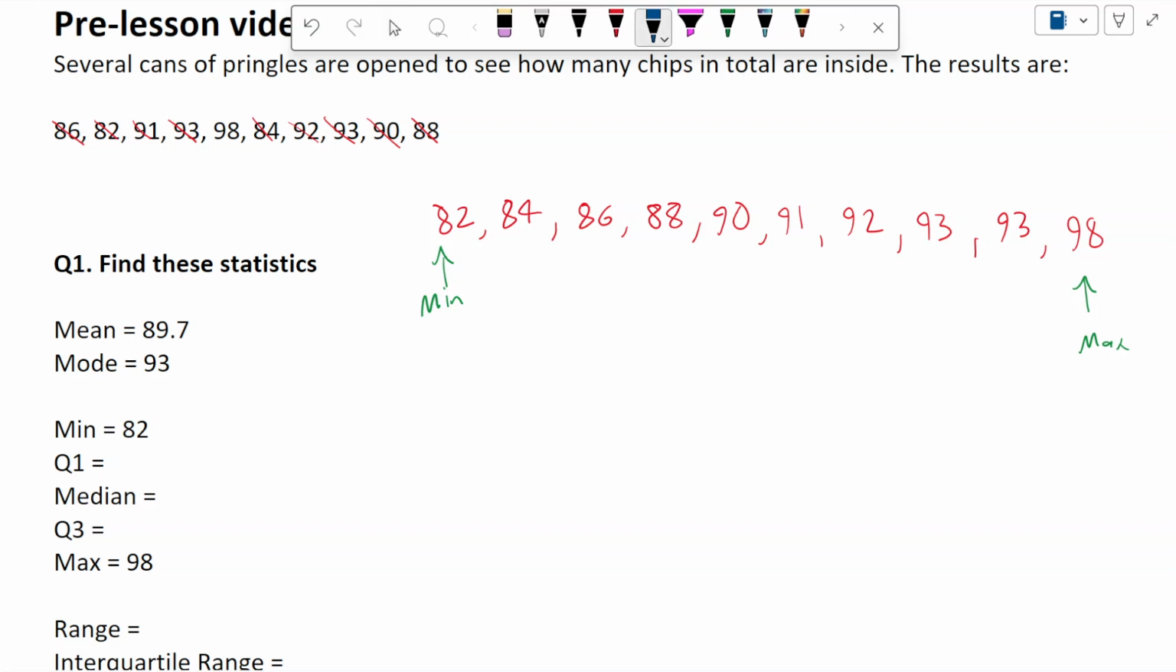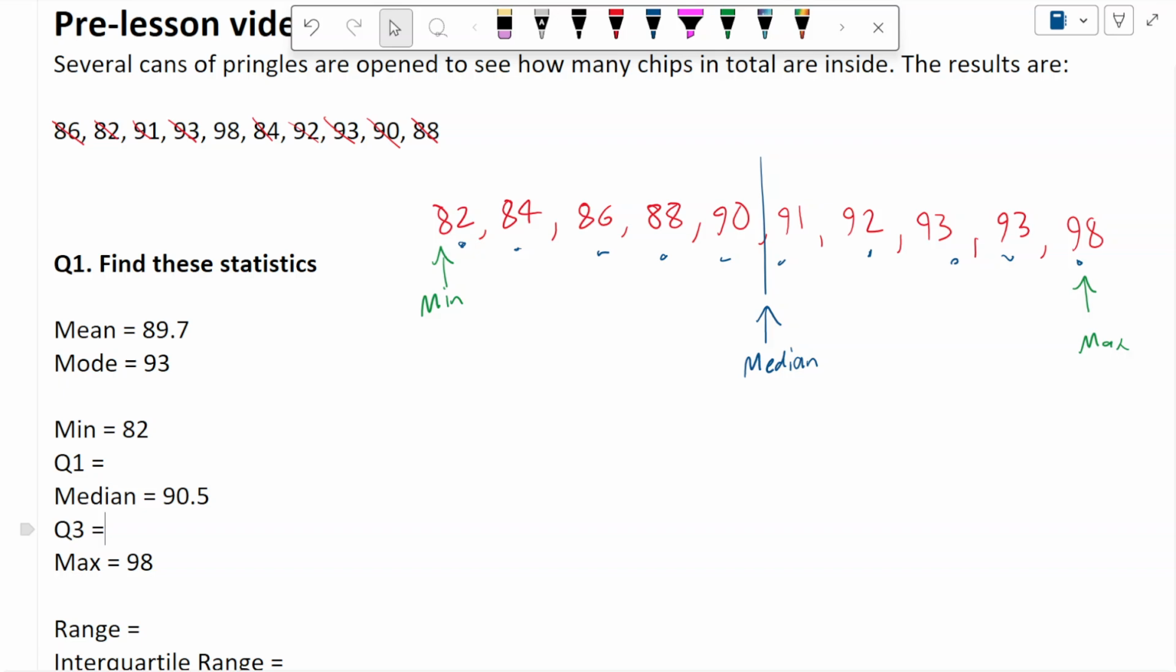Median is right in the middle. So I like to sort of go in one at a time. So 1, 1, 2, 2, 3, 3, 4, 4, 5, 5. So the median is actually in the middle of these 2 numbers. When that happens, you just take the average of those 2 numbers. So you get 90.5 for your median there.